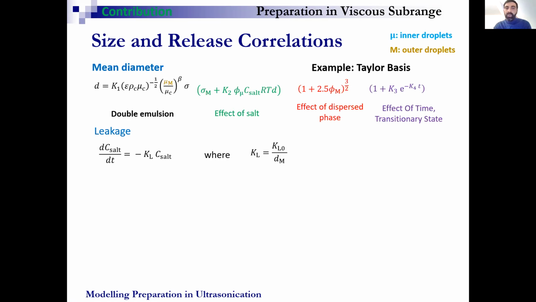And similar to the inertial subrange, we defined a leakage model, where in this case, we defined our leakage coefficient to be inversely proportional to the size of the outer droplets to be able to include the breakage.